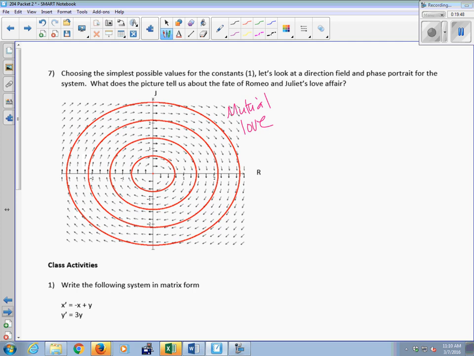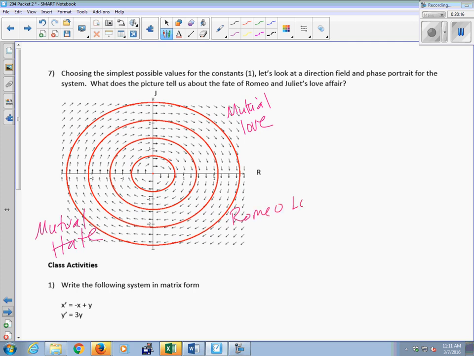What's happening in the lower left quadrant? They hate each other. And then the other two quadrants are the really sad cases, right? Where one person loves the other, but the other one hates them. So in this case, the lower right, Romeo loves Juliet, but Juliet hates Romeo, right?